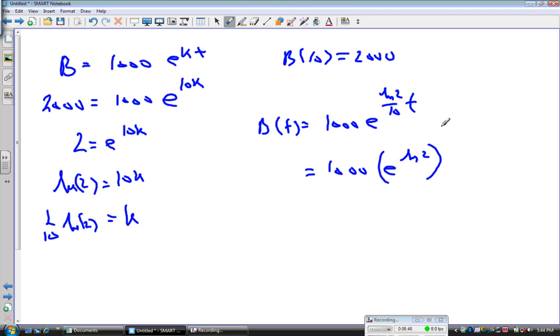E to the ln2 to the t over 10? How do you find the power made up of 1 base and 2 exponents? You multiply the exponents. That's what you get, right? But e to the ln2, e and ln cancel, and really this is a base 2 problem.